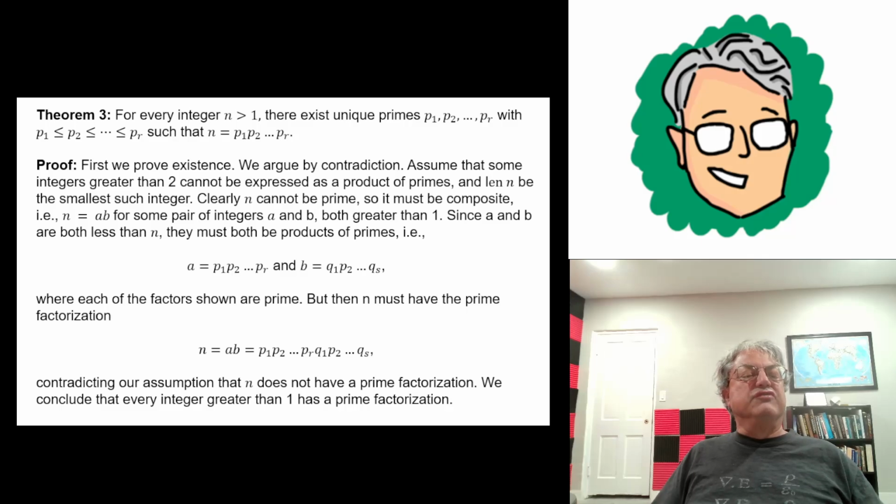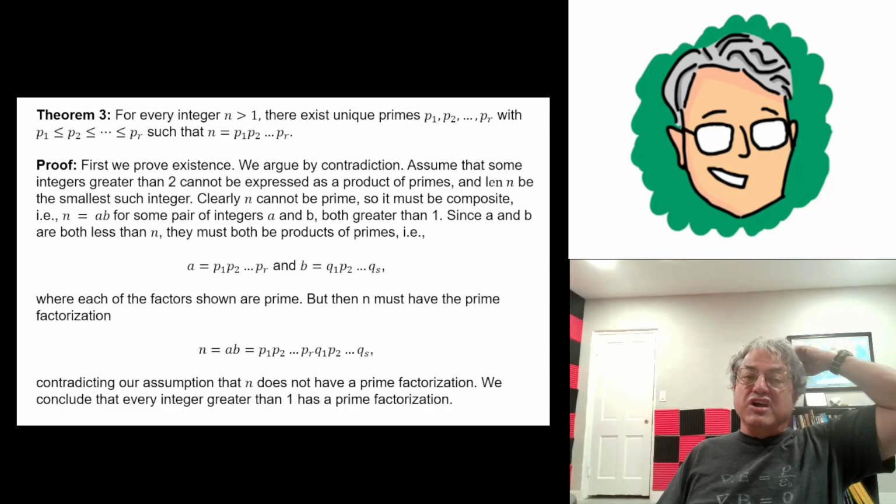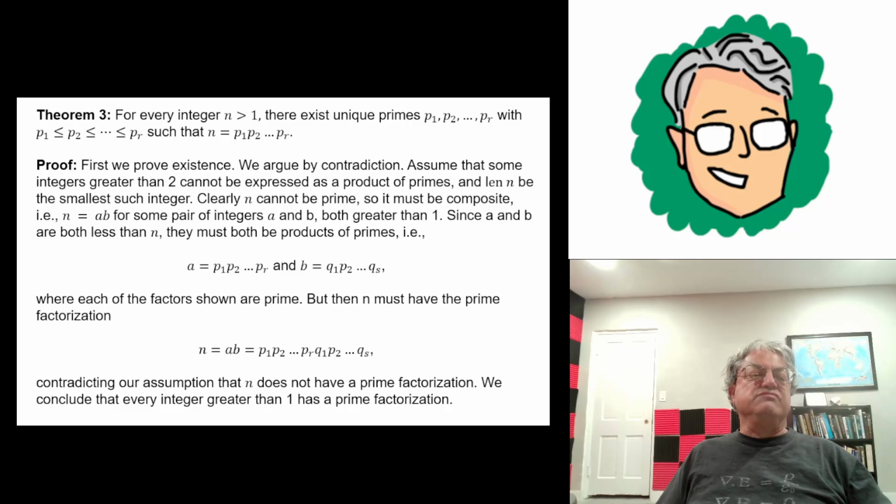So how do we prove this? Well, first we have to prove existence. So we have to prove that every integer greater than 1 has a prime factorization. We could write it as a product of primes. That's not obvious, but we're going to prove this. So how do we prove it? We're going to prove it by contradiction.